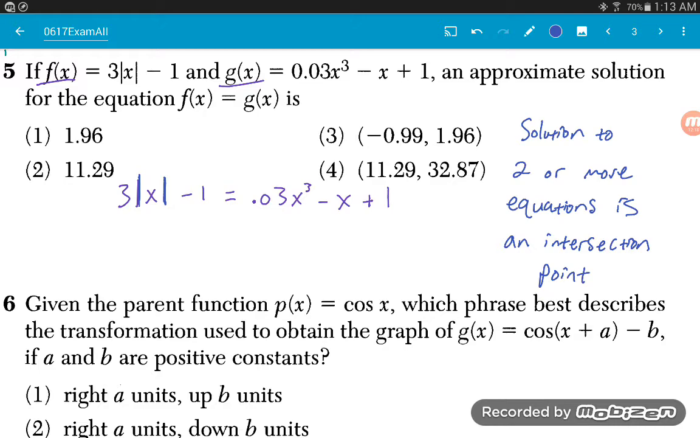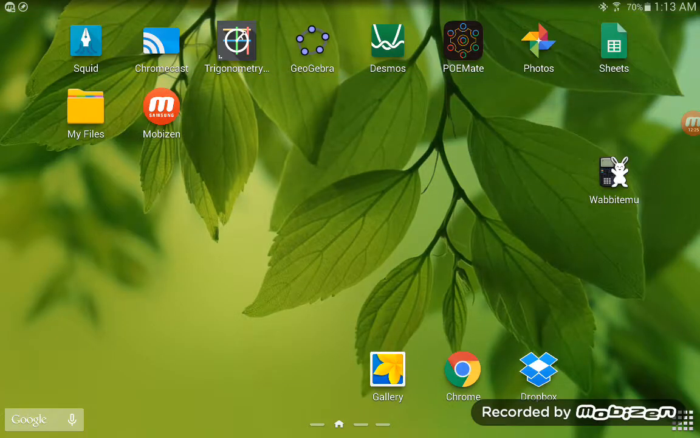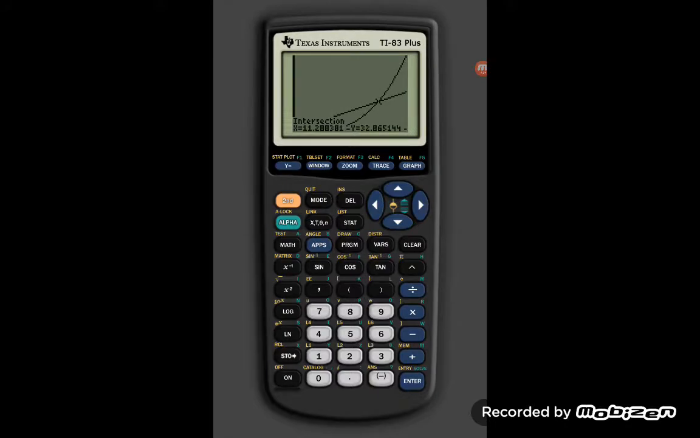So I'm going to take it to the calculator now. The solution to two or more equations is an intersection point, so I'm going to want to graph both of these. We're going to go to our calculator, go to y equals. I already have some junk in here, so let me delete that. We're going to put in the two equations.